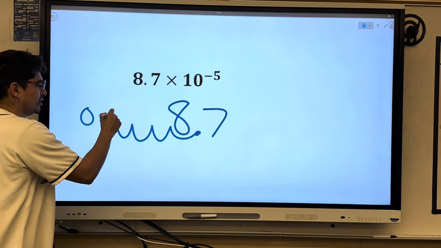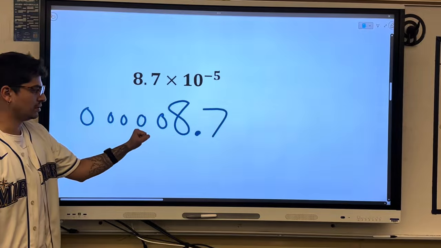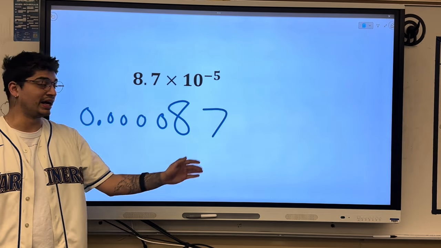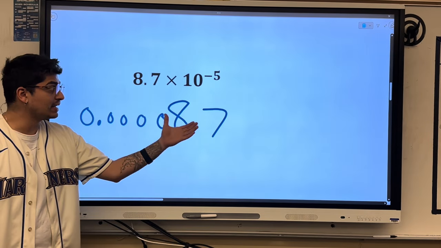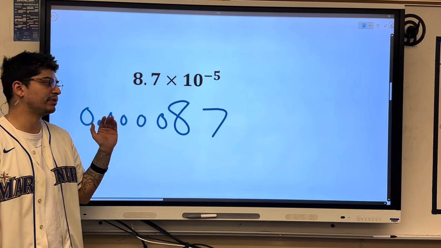So my decimal point would be right here, and I'm going to put zeros in those chasms. And, oh my goodness, I'm back to having my tiny number, right? This is my tiny number. By using that -5 exponent, I know how many times I have to move that decimal point.